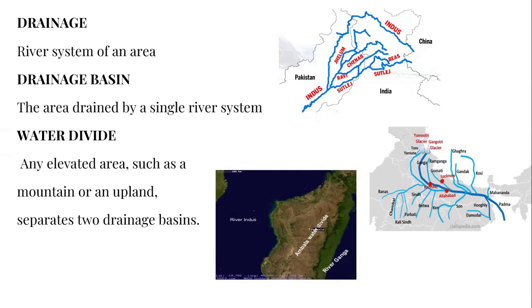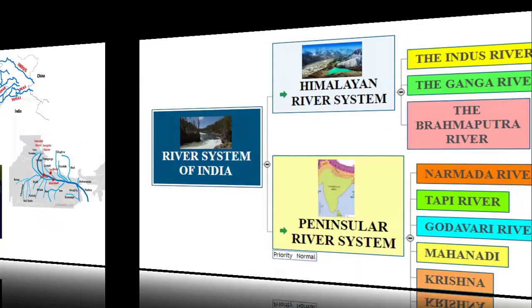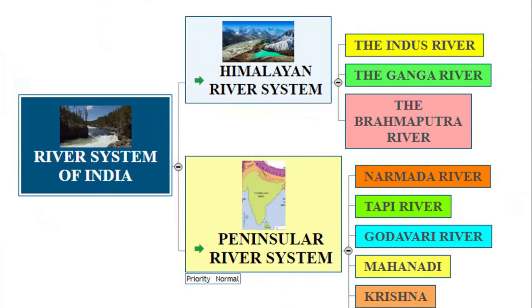The next one is the water divide. You can understand the water divide with the help of the third picture. You can see the River Indus, which is a drainage basin, and the Ganga River, which is also a drainage basin. In the middle, you can see a place called Ambala. It is an upland, or we can say an elevated area. This elevated area or upland that divides two drainage basins is called a water divide. I hope you all understood what drainage, drainage basin and water divide are.